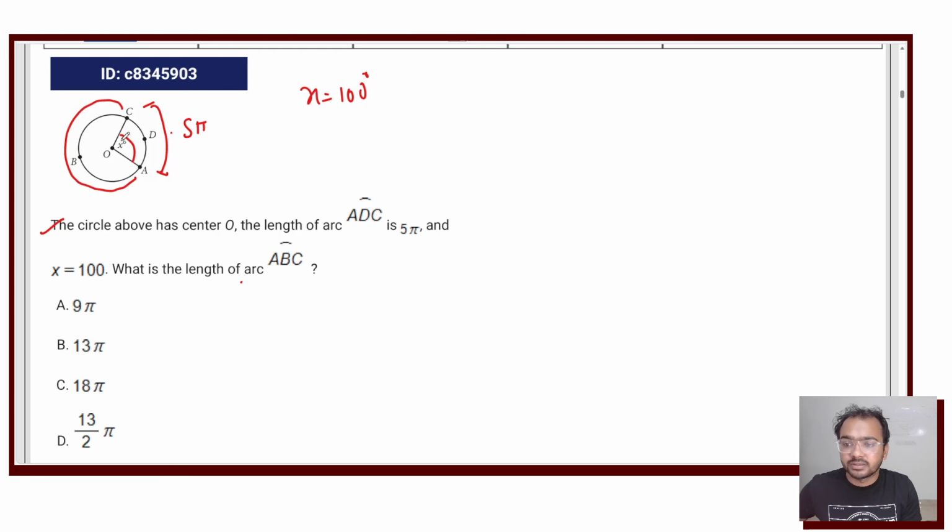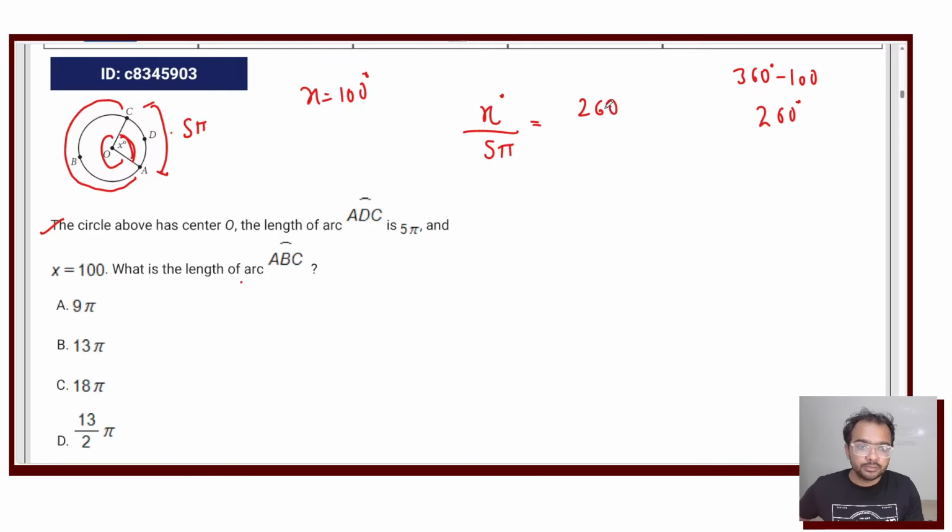The angle subtended by arc ADC is x, which is 100. So I can write x degrees over the length, which is 5 pi. And if this is 100 degrees, I can find the angle subtended by the other arc. The complete angle is 360, so if we subtract 100 from 360, we get 260. So the angle is 260 now, and I need to find the length of arc ABC.